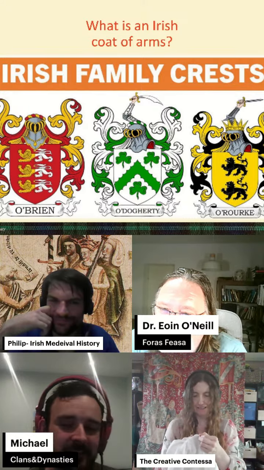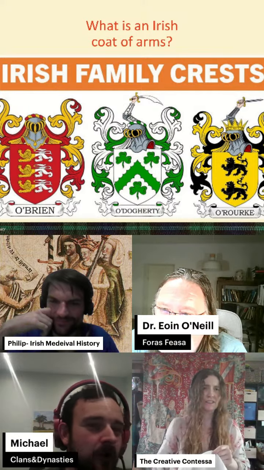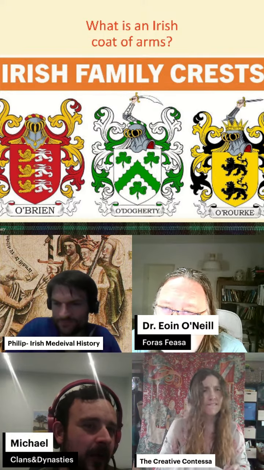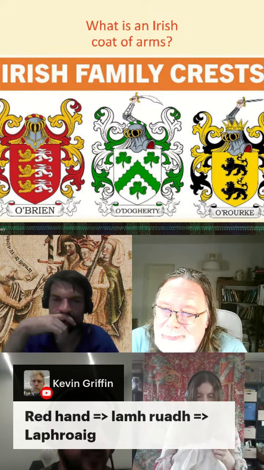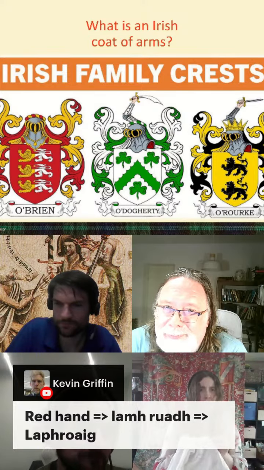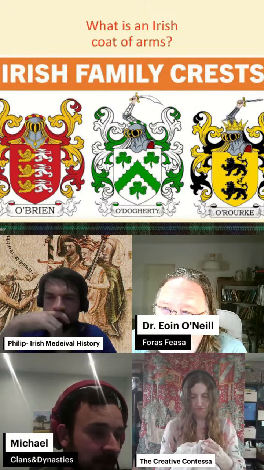I will say there's a lot of people that can tie it in. The shamrock maybe has something to do with the Cenél Conaill's possible abduction of St. Patrick, and the O'Dohertys are a branch of the Cenél Conaill. So maybe that's how whoever designed that came up with that design.